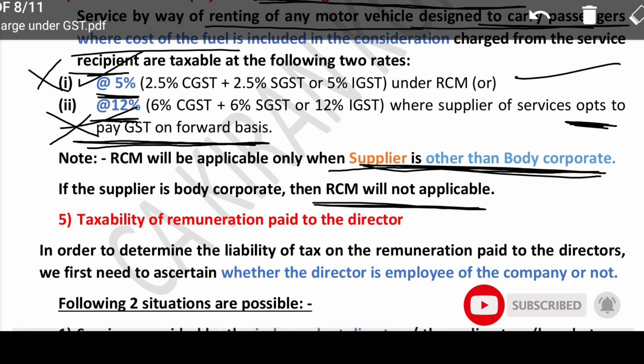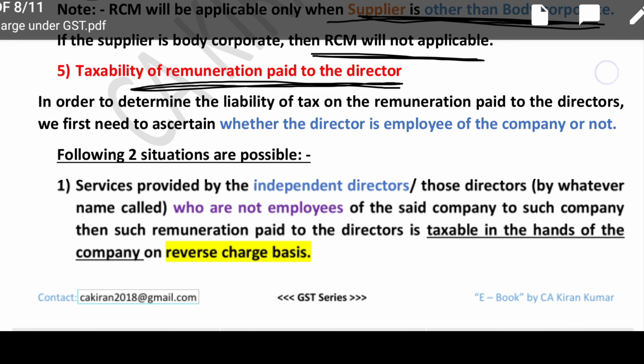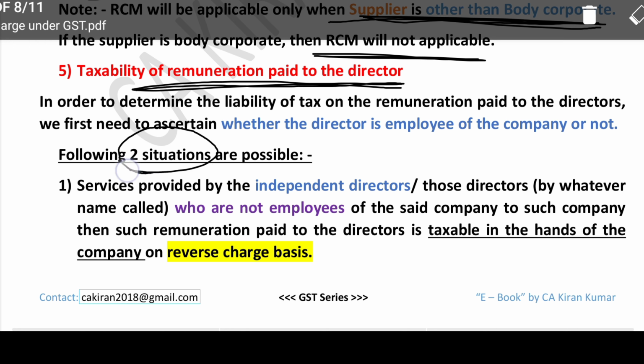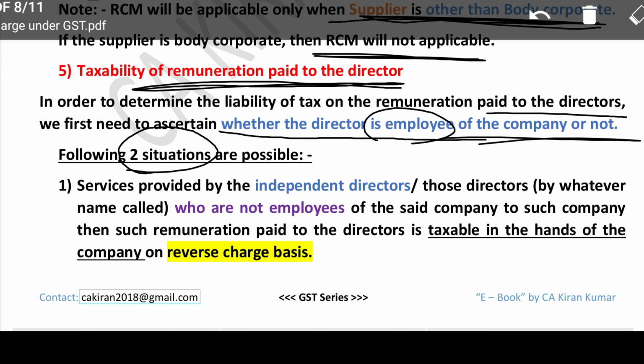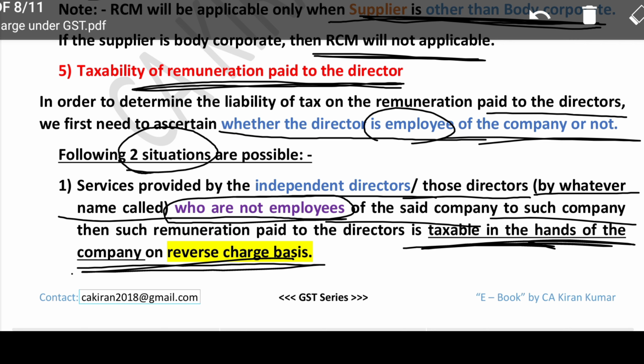And the taxability in case of remuneration paid to directors. In case of payment of remuneration to directors, two situations are possible. When you are paying to the directors, you first need to ascertain whether the director is an employee of the company or not. If the director is an independent director, or a director by whatever name called who is not an employee of the company, then such remuneration paid to the directors is taxable in the hands of the company under RCM basis.